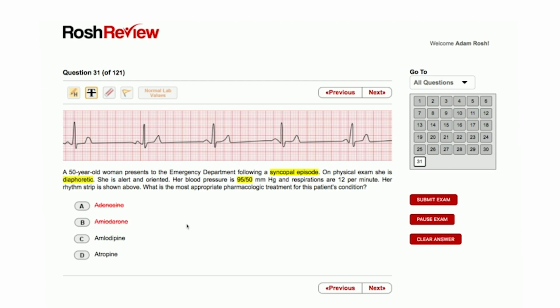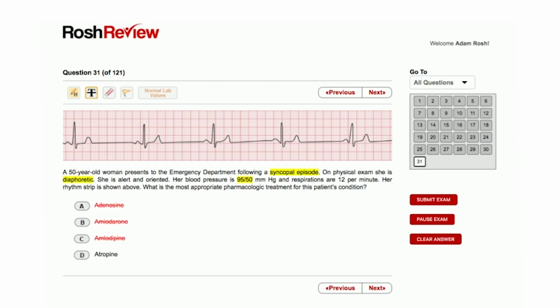Now we have C, amlodipine, a calcium channel blocker, a dihydropyridine. This will affect the AV node. It will vasodilate, will lower blood pressure and lower heart rate. So, not the drug for this patient. Okay, then we have D, atropine. Atropine will inhibit some of the vagal tone, hopefully increase the heart rate. And atropine is the drug of choice for bradycardia.